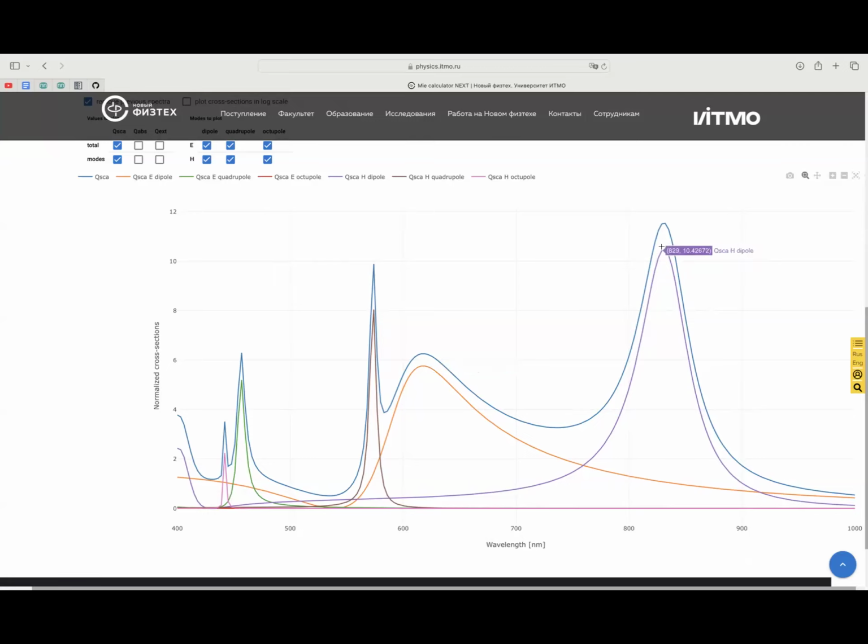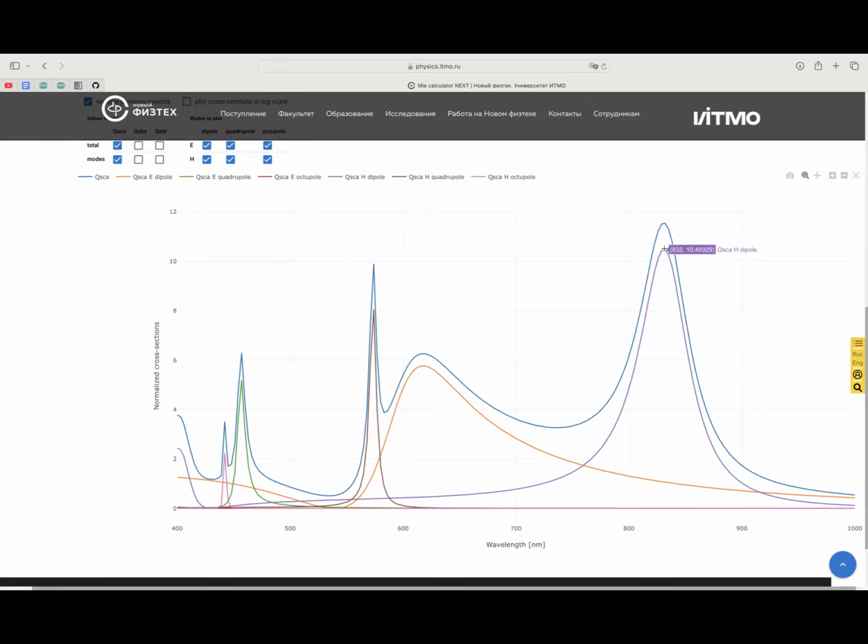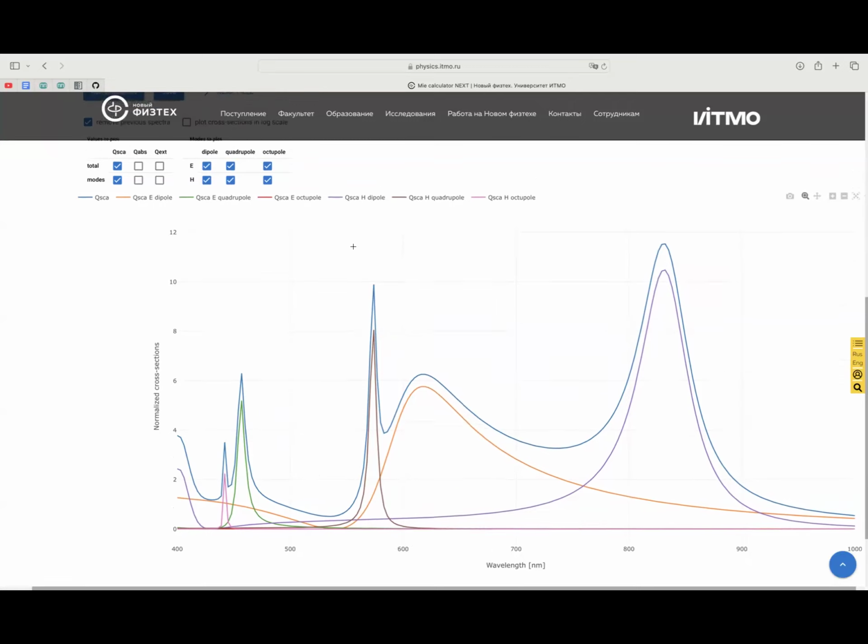So basically, this wavelength, 832 nanometers, corresponds to the resonance of the A1 coefficient. This wavelength of 660 corresponds to the resonance of the B1 coefficient. Then it's A2, then B2, and so on and so forth.